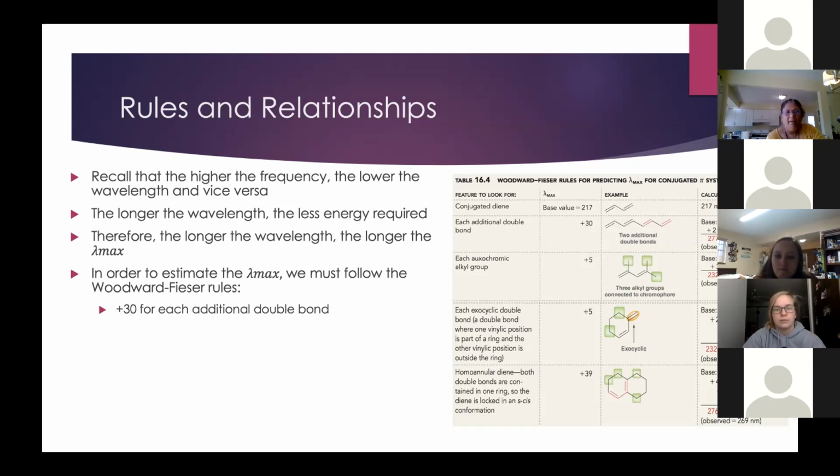Okay, go ahead, Deanna. Okay, so then if you look at the next line down, you're going to add 5 for each alkyl group. So you see you have your conjugated diene, and then you have 1, 2, 3 alkyl groups attached to it. So then you're going to add a net of 15 to your 217 base value.